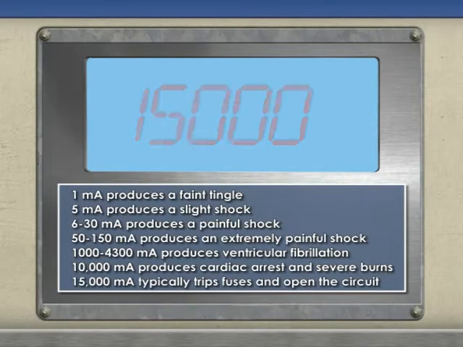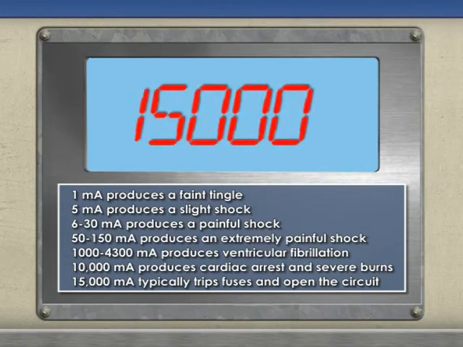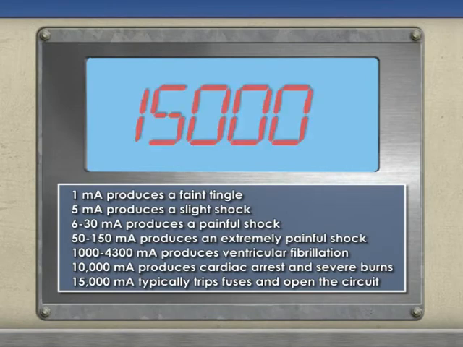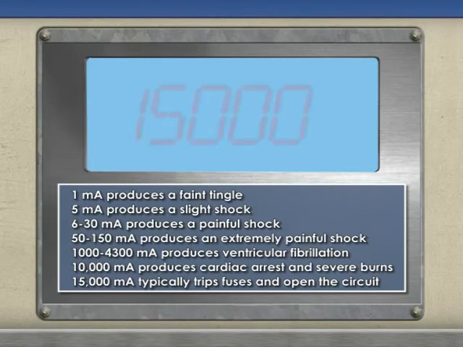15,000 milliamps, or 15 amps, is the lowest current that a typical fuse or circuit breaker will trip and open the circuit. In addition to the injuries listed above, loss of muscle control can cause falls or muscle spasms that produce further injuries, such as falling from a ladder or prolonging exposure to the electrical current.